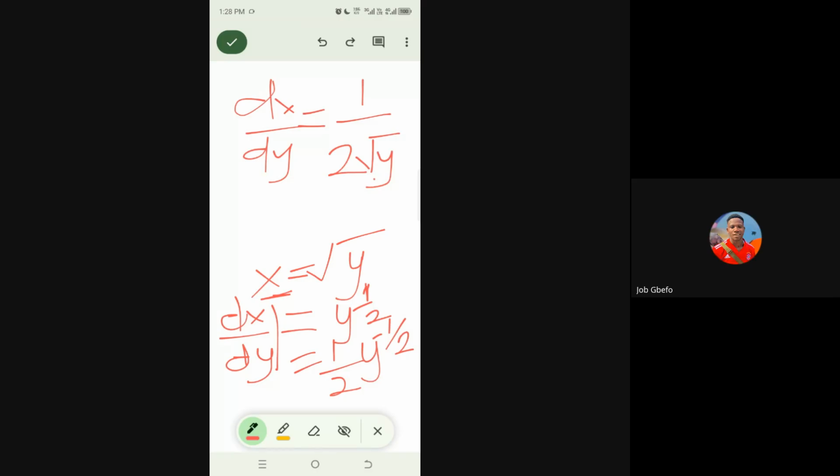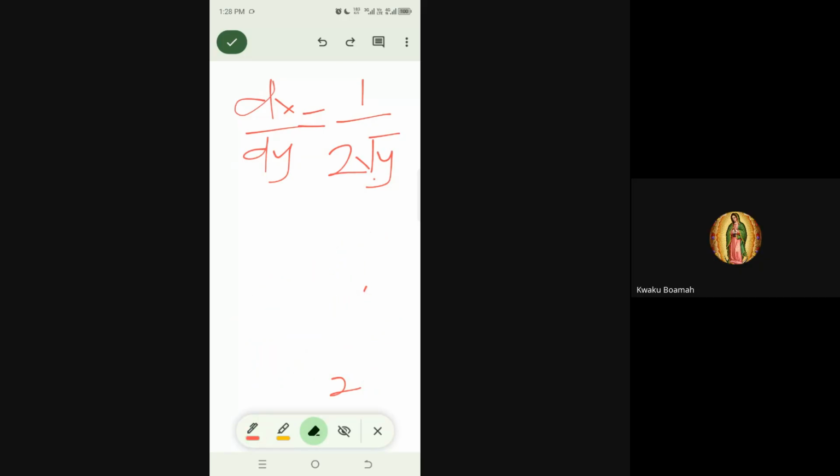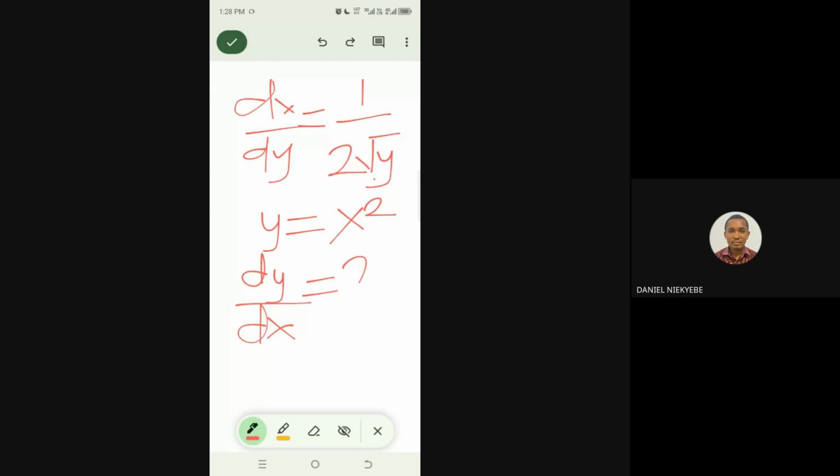Yes, madam. This is clear, but the former one could have been simpler than this. When we had dy dx equals 2x, so find dx dy. No, dy dx is equal to 2x. We've done that already. We are trying to solve something. With this one we are differentiating with respect to y, not x.